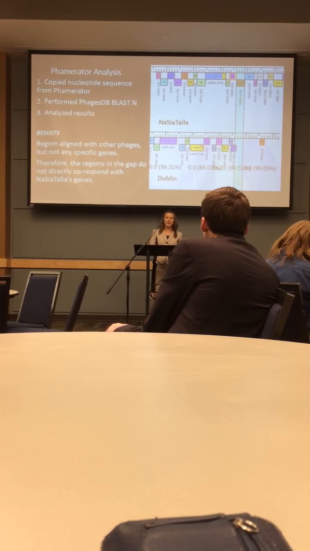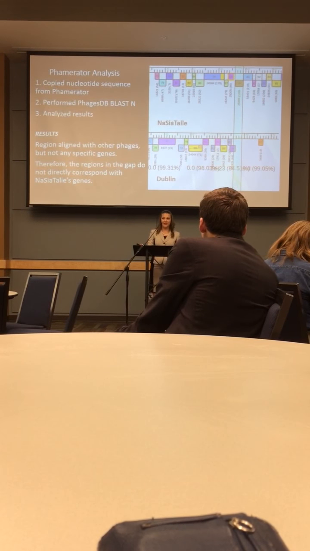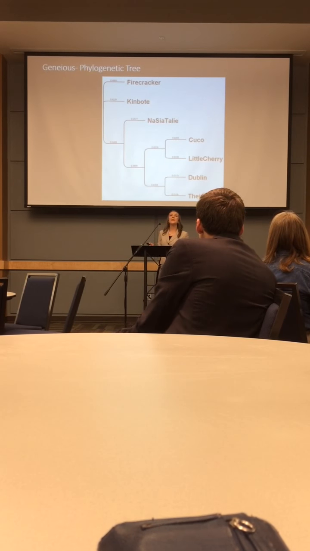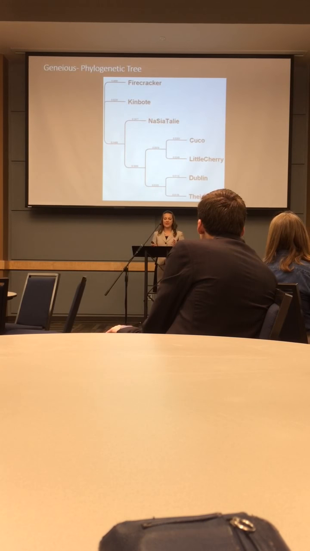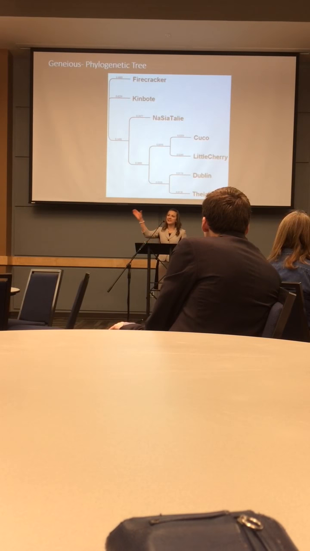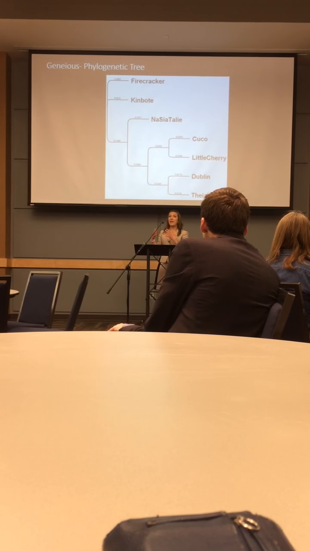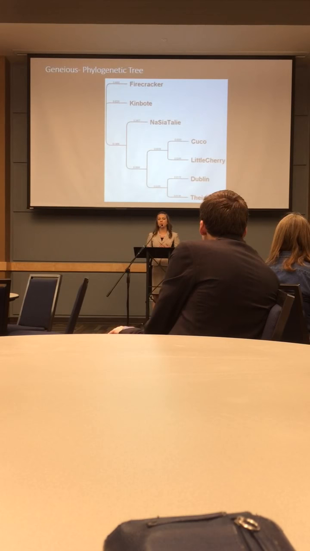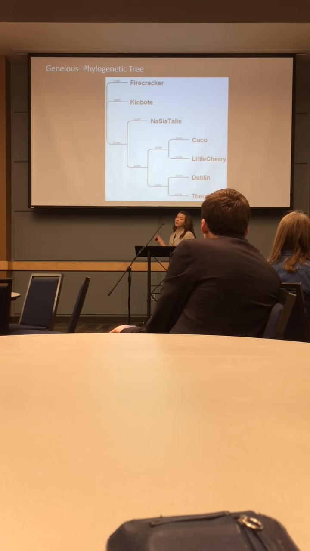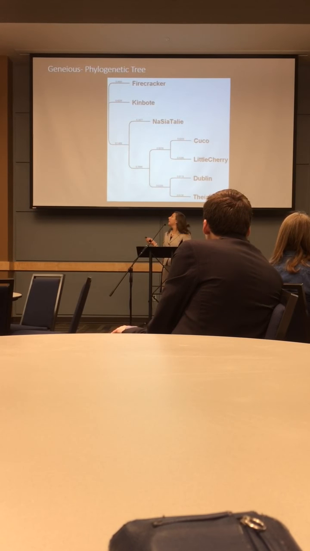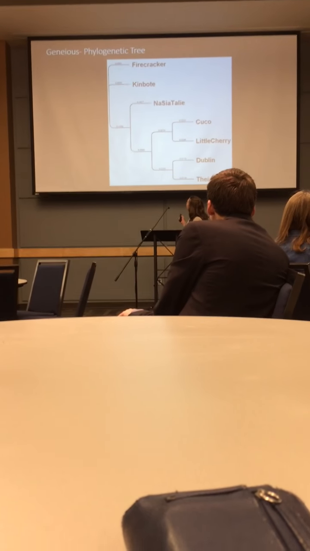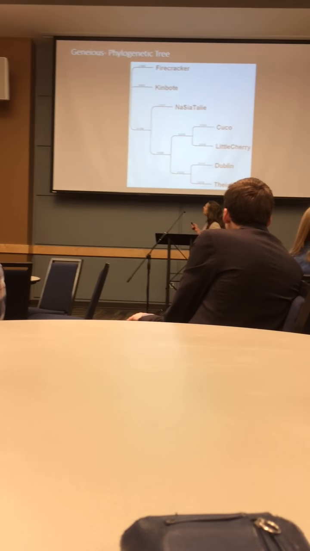So at this point, we wondered, okay, are Nasiatali and Dublin actually that closely related that we can draw comparisons between the two? So we created a phylogenetic tree using Geneious. Now, in case you're not familiar with the Geneious software, you can go ahead and plug your FASTA file into it, align it, and then it'll just go ahead and create this phylogenetic tree for you. So each of these areas shows a common evolutionary ancestor that the phages will share. These phages here are all from subcluster A5. Nasiatali, as we mentioned, is from A2.